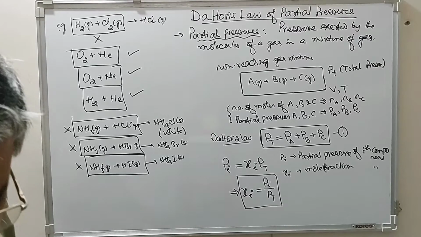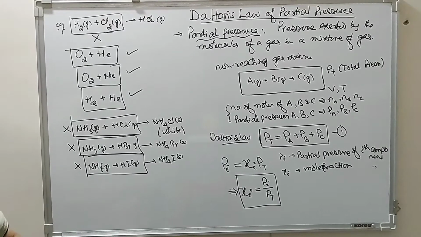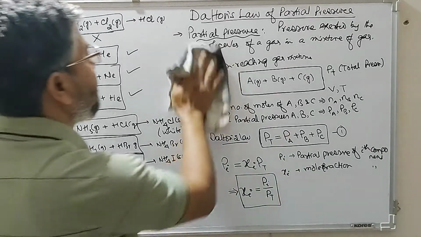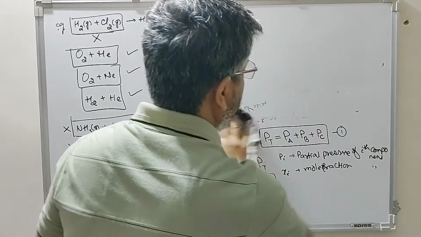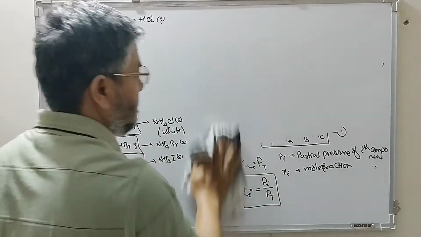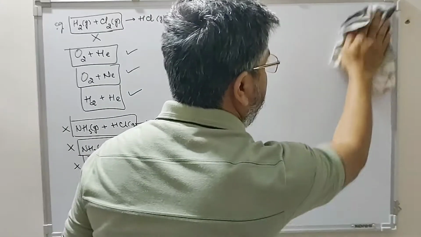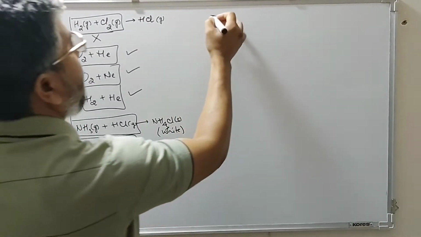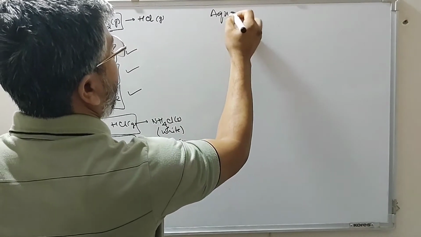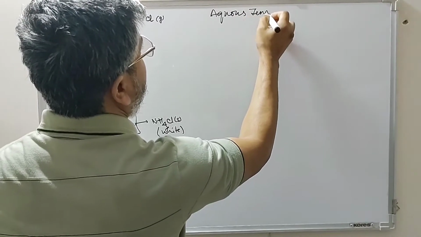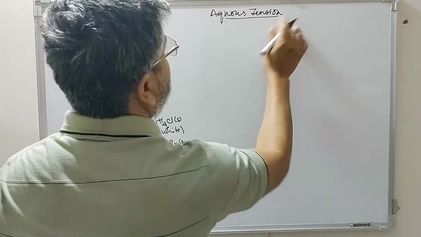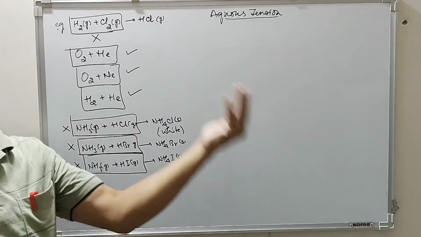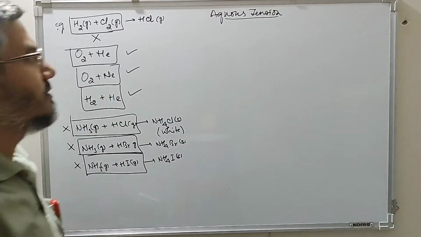Then while discussing this, again one term comes that is known as aqueous tension. Aqueous tension is the partial pressure of water vapor.